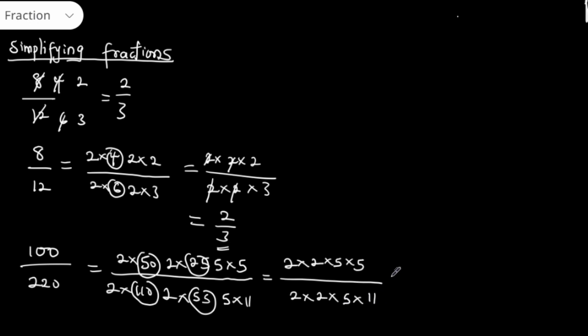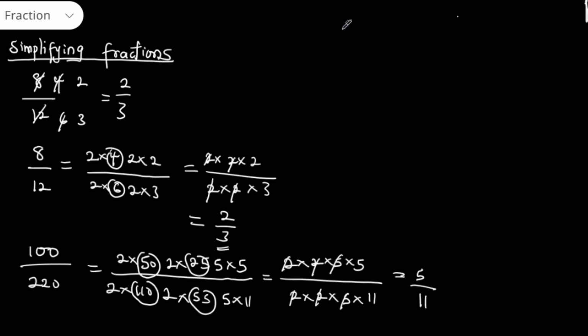What do we do? They begin to cancel themselves out. 2 will cancel out 2 because both of them are common. 2 will also cancel out 2, and then 5 will cancel out 5. What do we have left? We have 5 over 11.